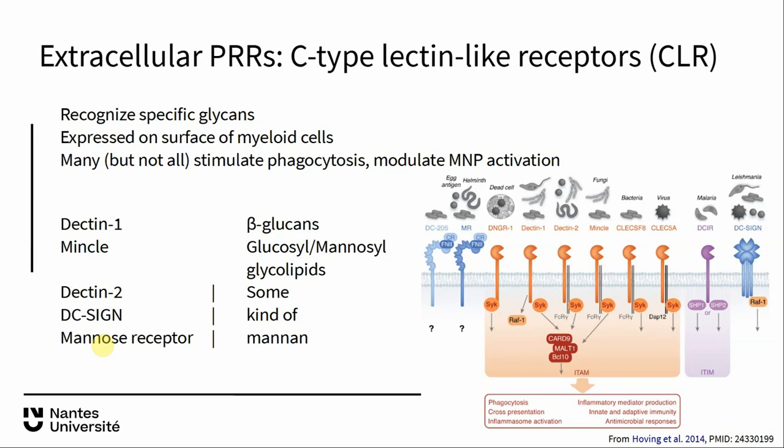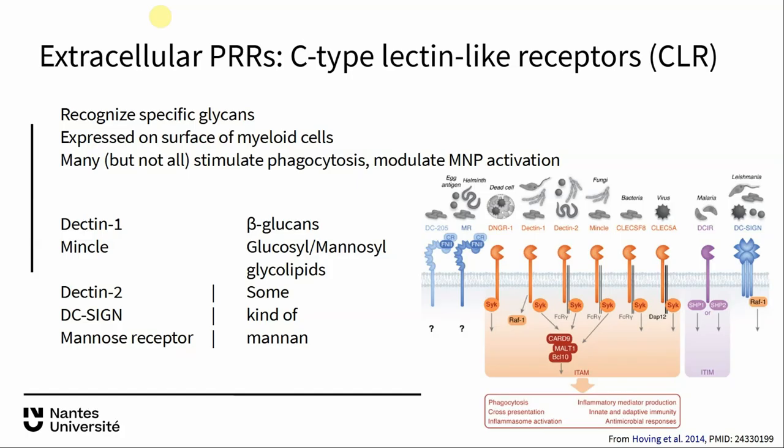Now, all of these CLRs, they've got a carbohydrate recognition domain on the extracellular side, and their signaling pathway is going to be dependent on this complex of CARD9, MALT1, and BCL10. So CARD9 is the essential signaling intermediate here.